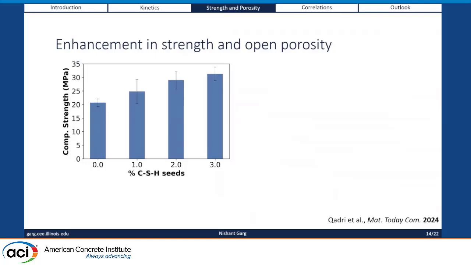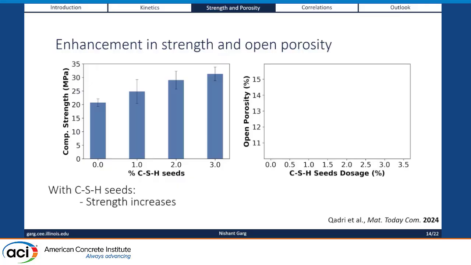If you look at the strength, we generally see an improvement on the order of 20 to 30%. If you look at the porosity, that's the other part, which is something new. We have reported that the porosity also starts to decrease. However, after a certain dosage, after 1 to 1.5%, the gains become marginal.